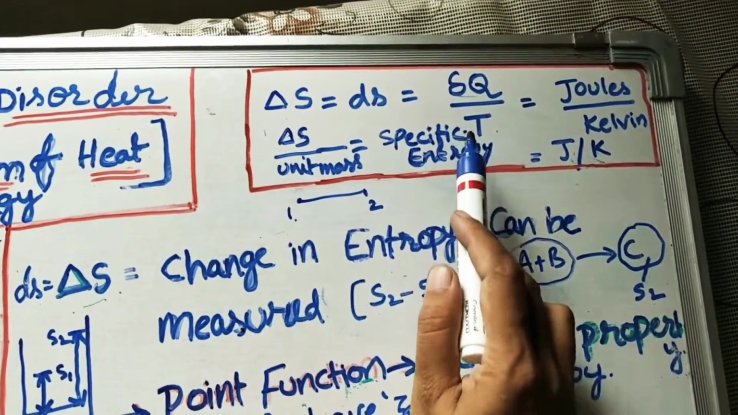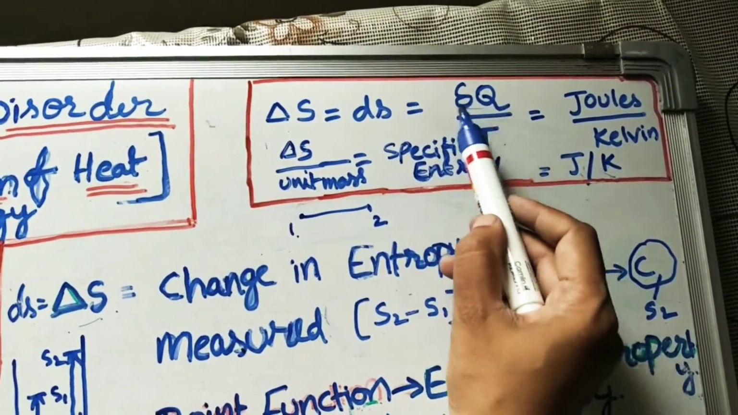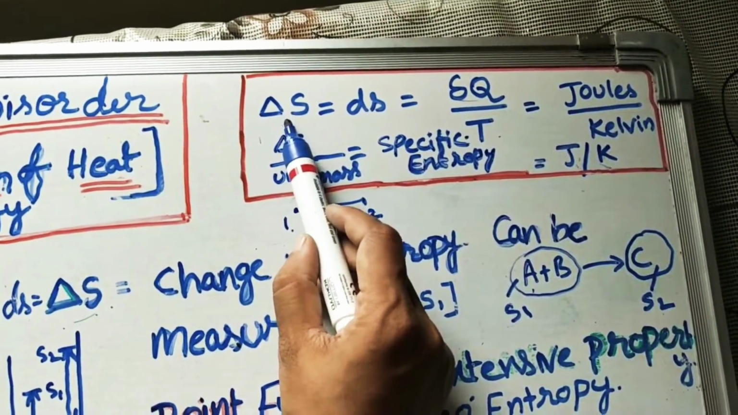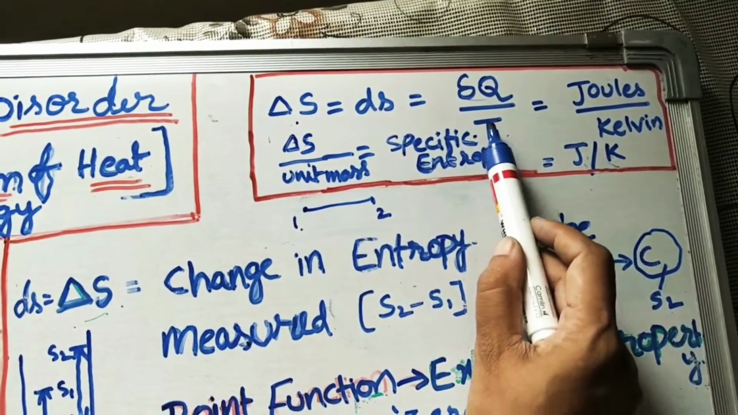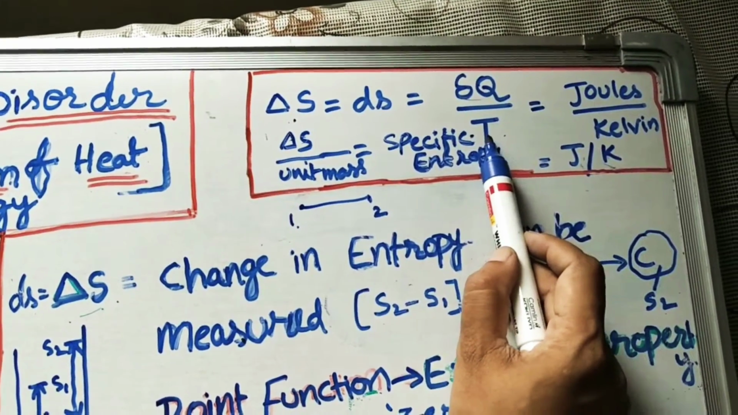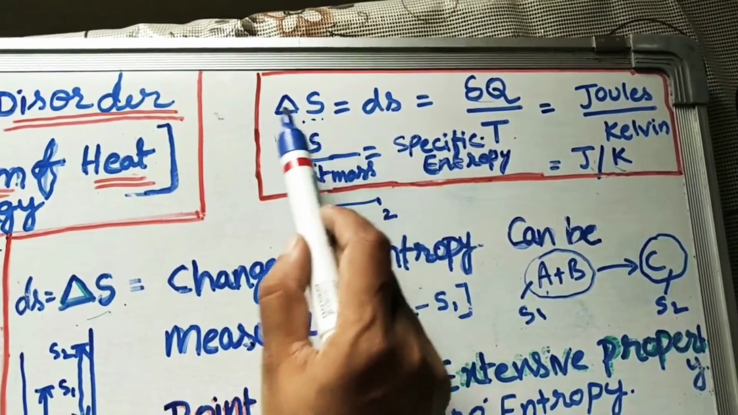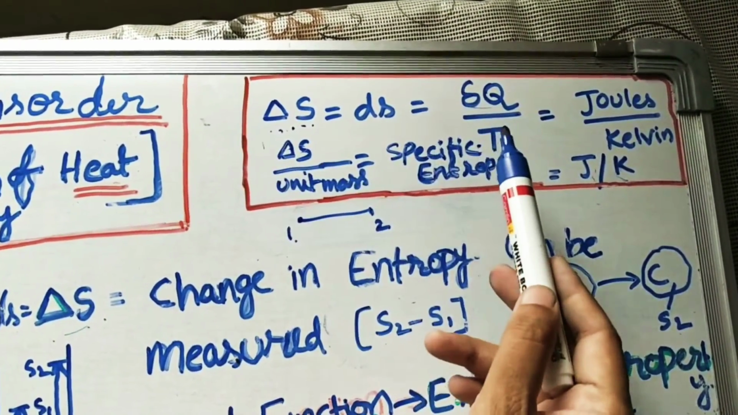According to this equation of entropy, if heat exchange is more, the change in entropy is also more. If the supply heat source temperature is more, the entropy change is less. It is inversely proportional to the temperature.